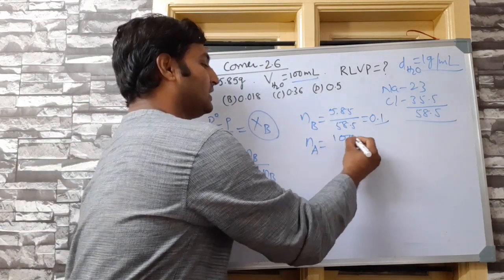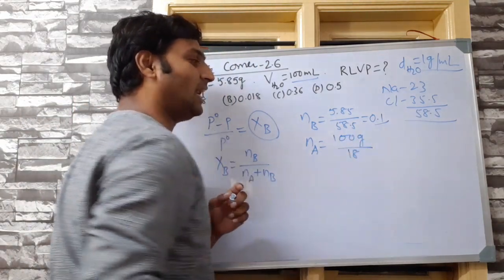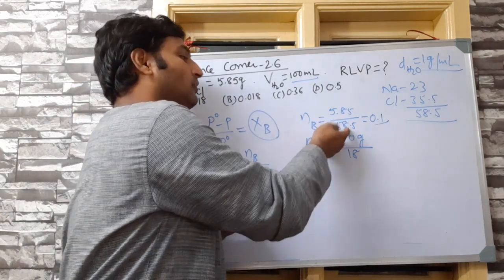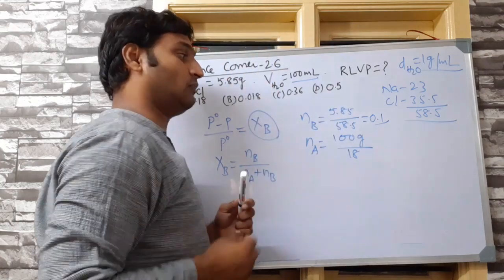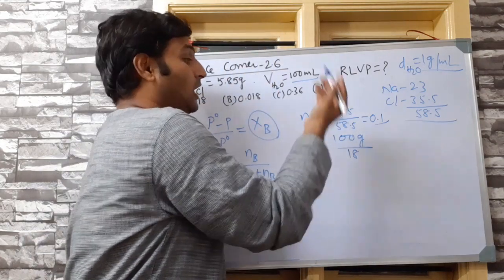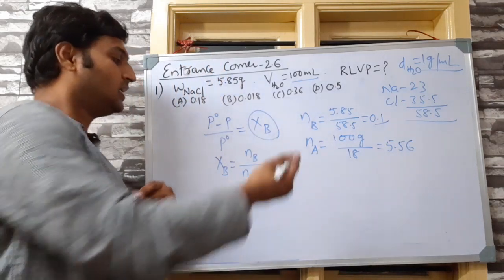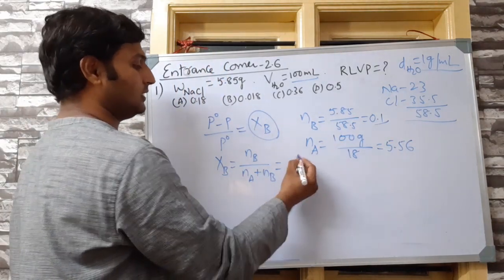So weight of water is 100 grams, its molar mass is 18. Obviously, number of moles will come larger. Here 58.5 is the molar mass but you have a very small quantity, but here 18 molar mass, very large quantity, so you will get 5.56 if you do it. Substitute them here, that's your answer.